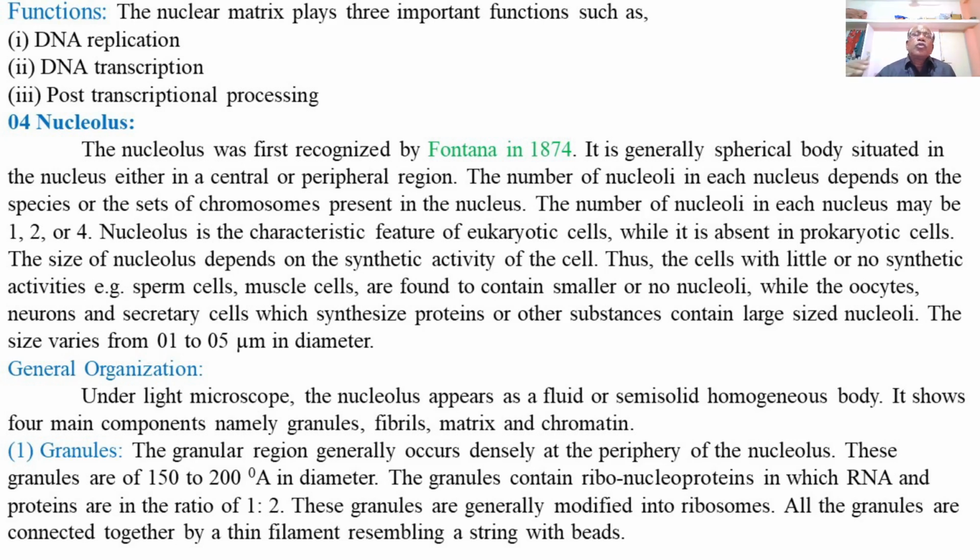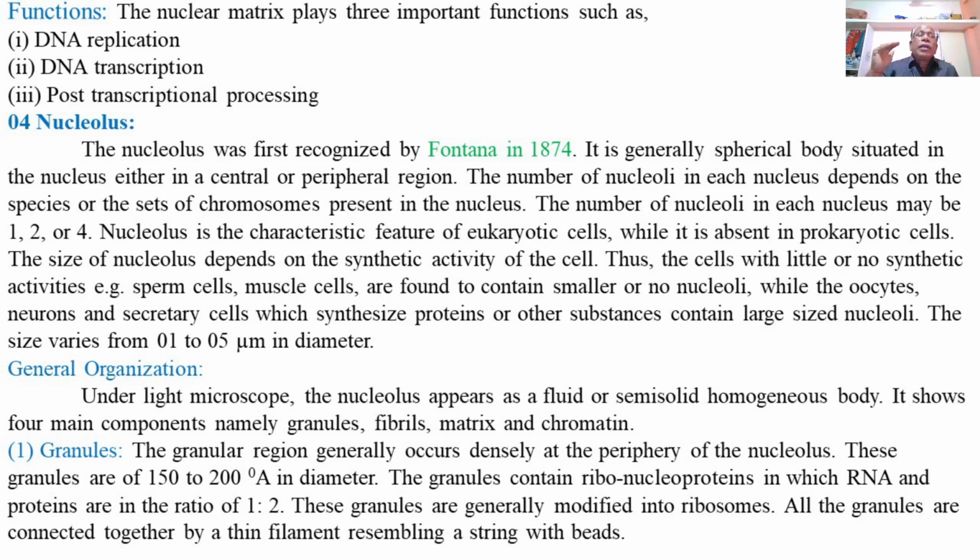And thirdly, post-transcriptional processing. Post-transcriptional processing means that the process of protein synthesis may continue in the nucleoplasm, or the mRNA strands can be supplied to the cytoplasm so as to synthesize the respective proteins under the influence of mRNAs transcribed from the DNA of the chromosomes.